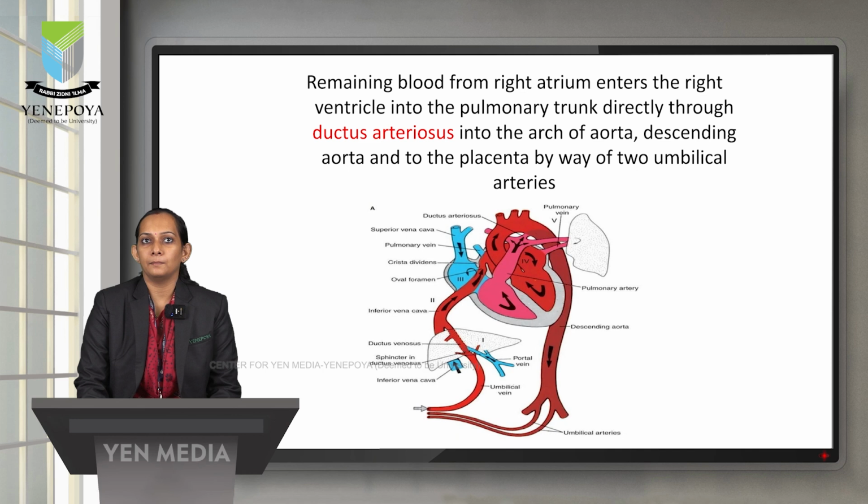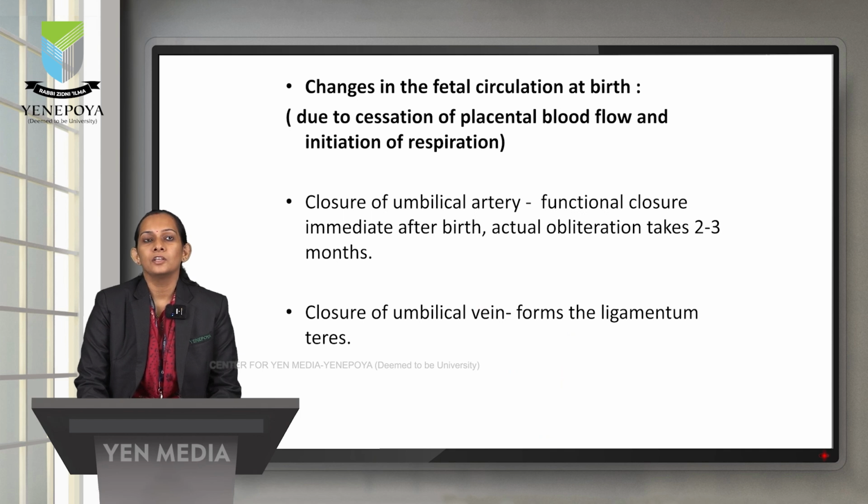Whatever blood remains in the right atrium enters the right ventricle and the pulmonary trunk, and passes directly through the ductus arteriosus into the arch of the aorta, the descending aorta and to the placenta by way of two umbilical arteries. So this is the basic fetal circulation. Now the changes in the fetal circulation at birth.